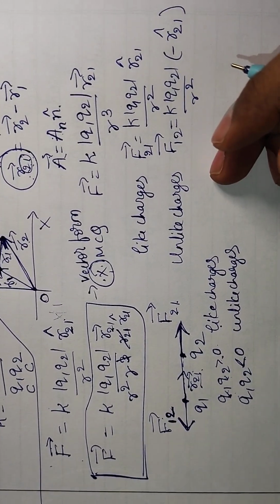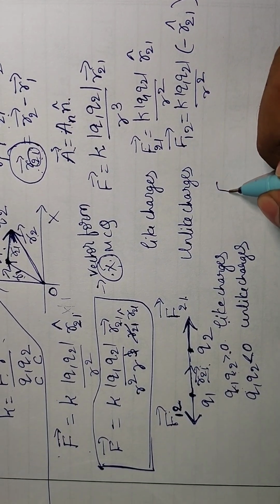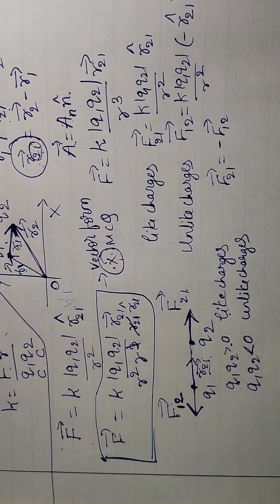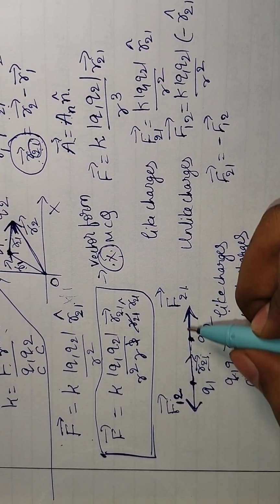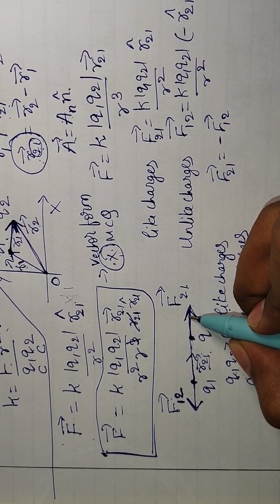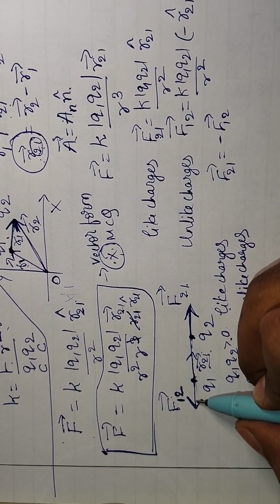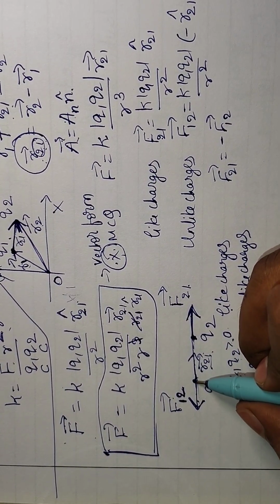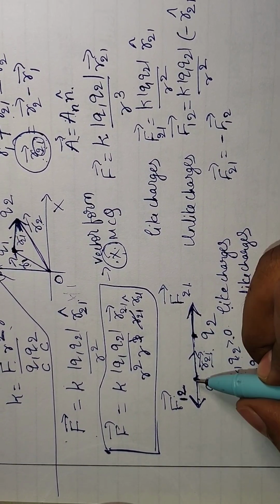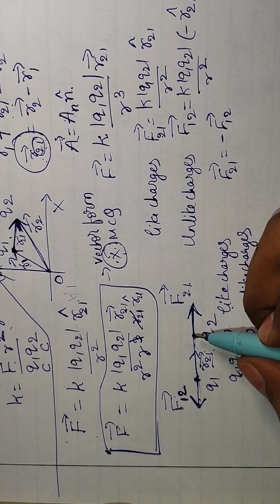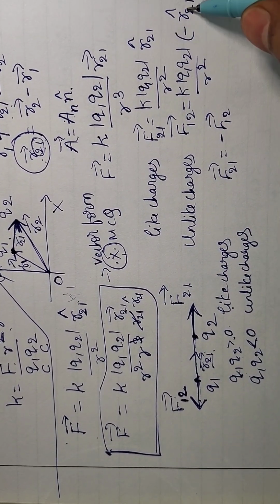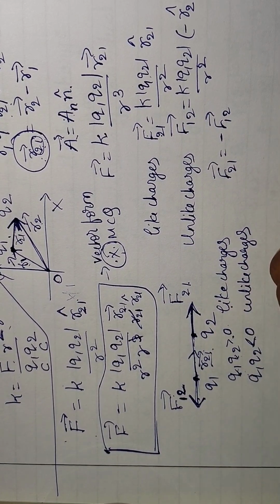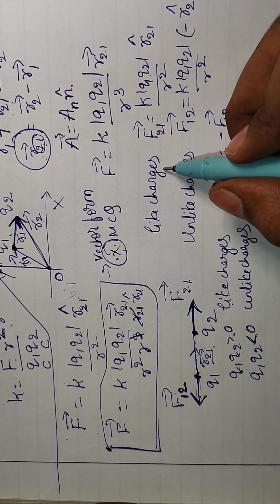So now if you combine these two equations, you can write it as F21 vector is minus F12 vector. That is, both these force vectors have same magnitude, but the directions are opposite. Okay, so that is one important conclusion from Coulomb's law. Whenever you have charges, both the charges due to the presence of one another will experience same force, magnitude remains the same, but the direction will be opposite. If one moves in this direction, then the other will move in this particular direction. That is for like charges.